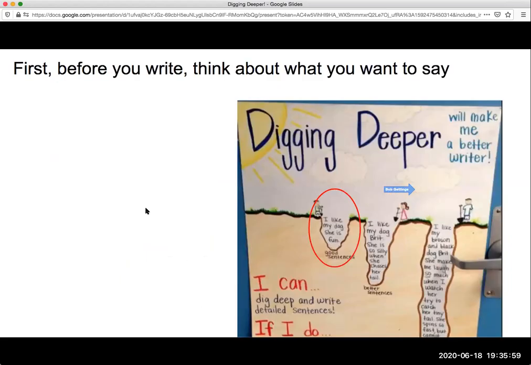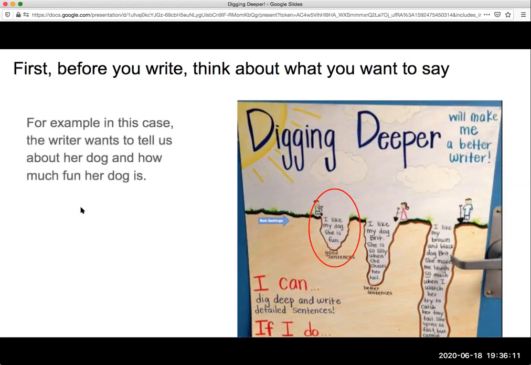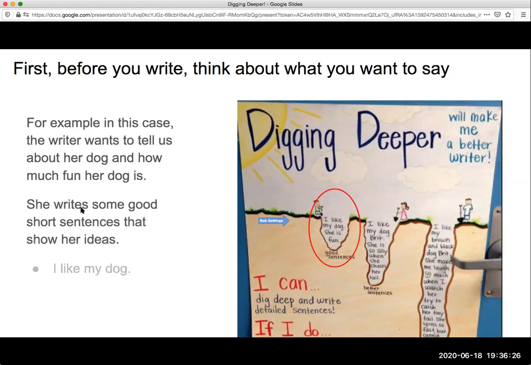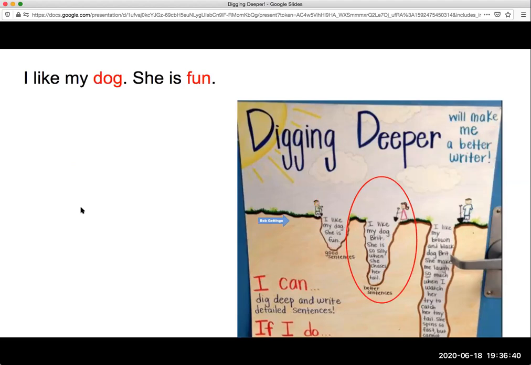So before we think about digging deeper or making compositions or essays, the first thing to think is, what do you want to say? Now, in this student's case, the writer wanted to tell us about her dog and how much fun her dog is. She writes some good short sentences to begin with that show her idea. I like my dog. She's fun. That's the main idea of the essay, and we're going to stick with that as we dig deeper every time. So the two ideas are dog and fun.